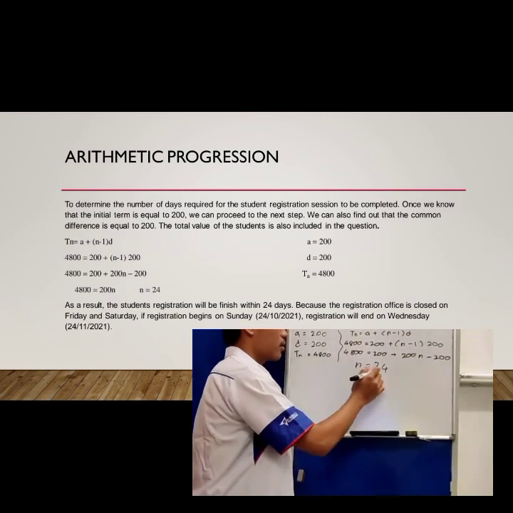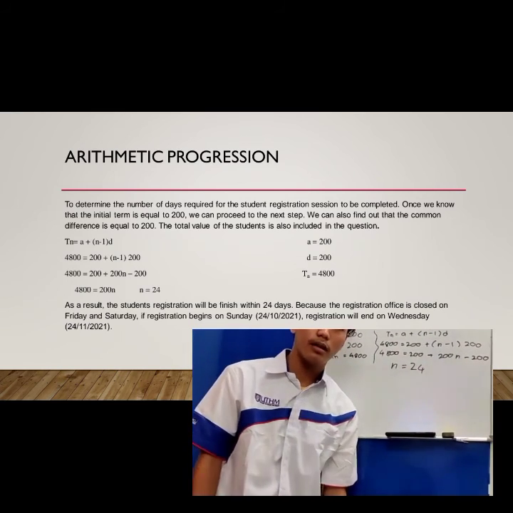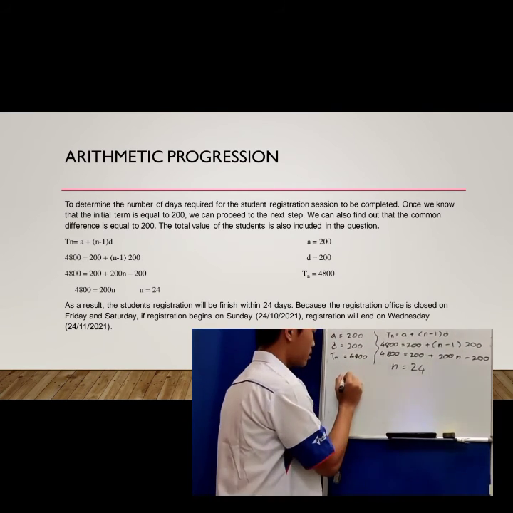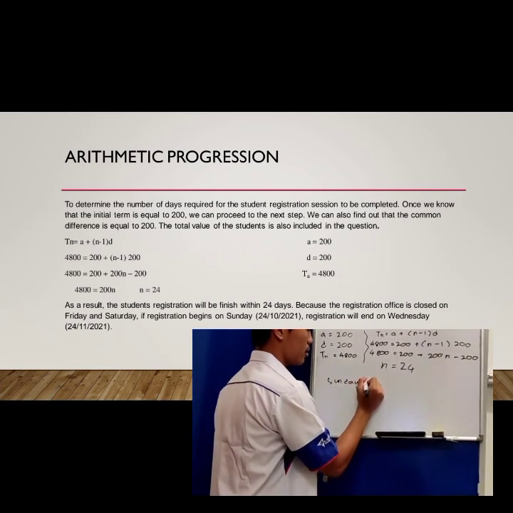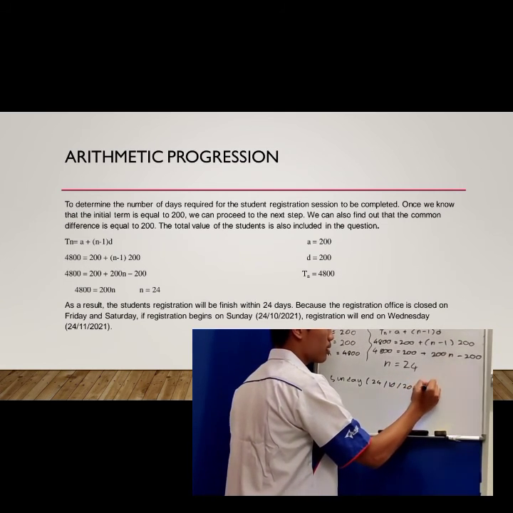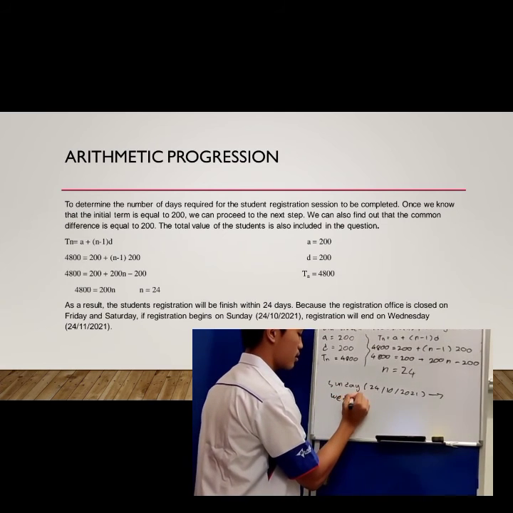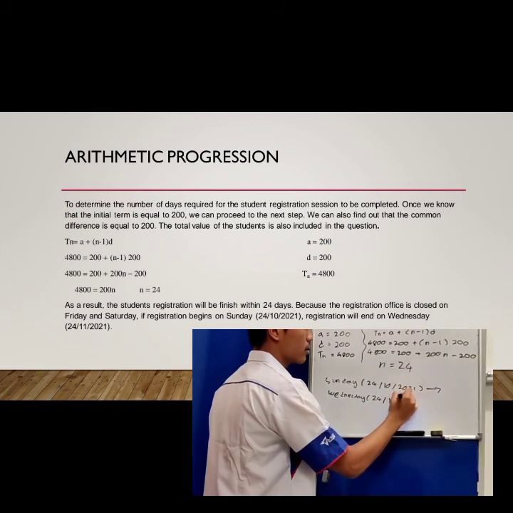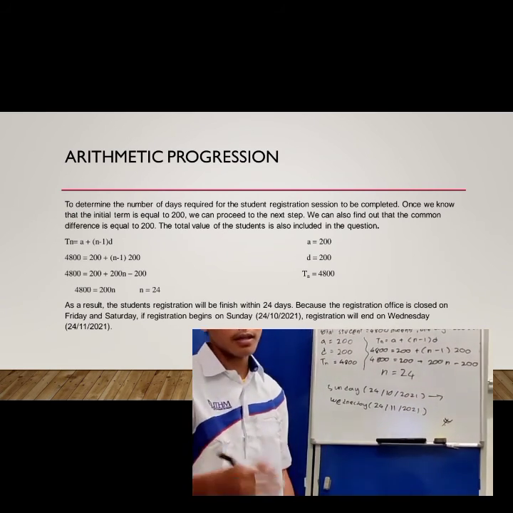From that we can find the number of days of registration. If the registration starts on Sunday 24 October 2021, it will end on Wednesday 24 November 2021. So this is the final answer, and thank you.